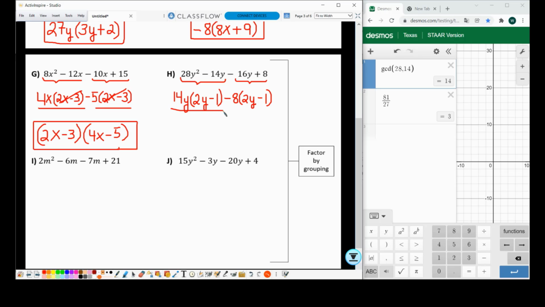So remember, this is your first term. This is your second term. Okay, open two sets of parentheses. And whatever they have in common, put in the first parenthesis. And whatever is left, if you want, you can cross it out. See, 14y. And here would be negative 8. And there we go.